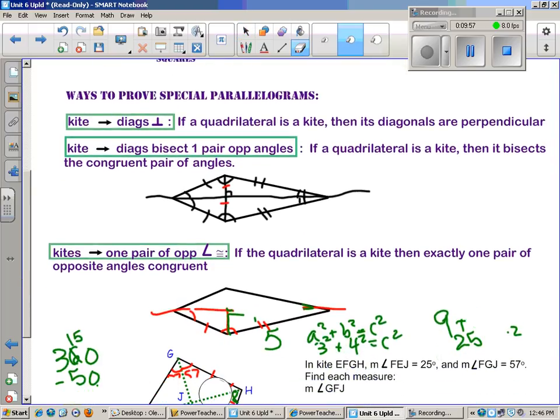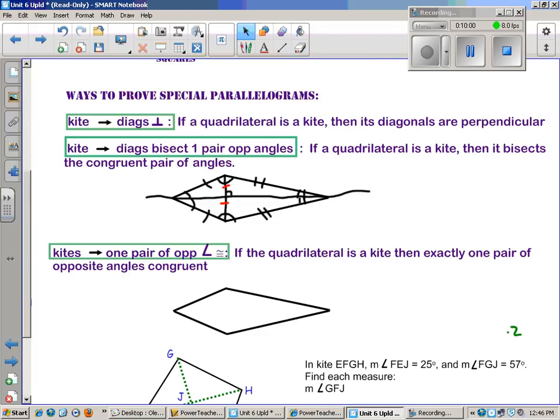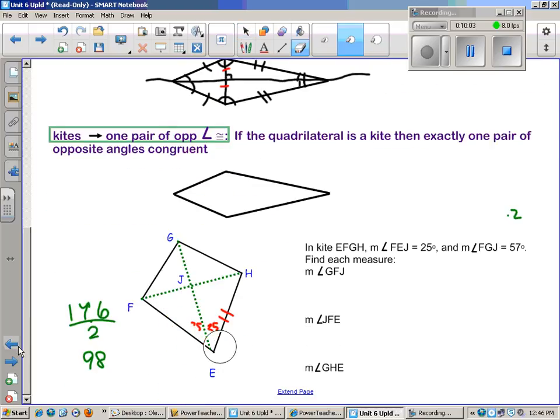All right, so if I want to solve this kite, okay, the listing here says that FEJ is 25. So FEJ, right here, is 25. And FGJ is 57. Okay, which one is the line of symmetry, or the reflection line? This one or this one? Good, this one. So everything from this side is equal to everything on that side.